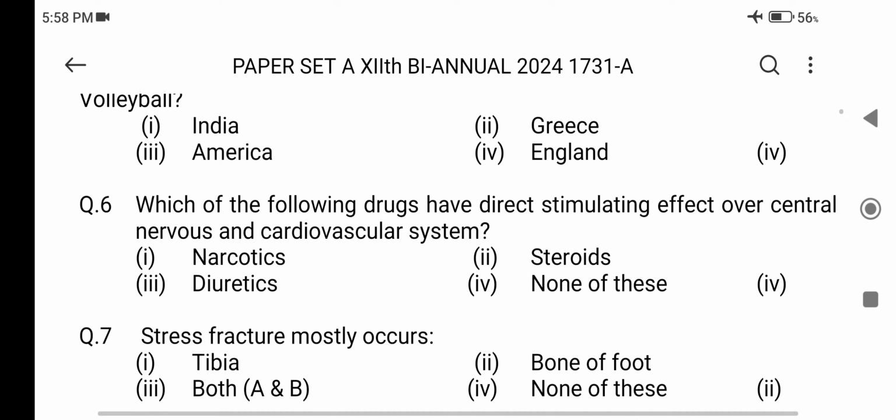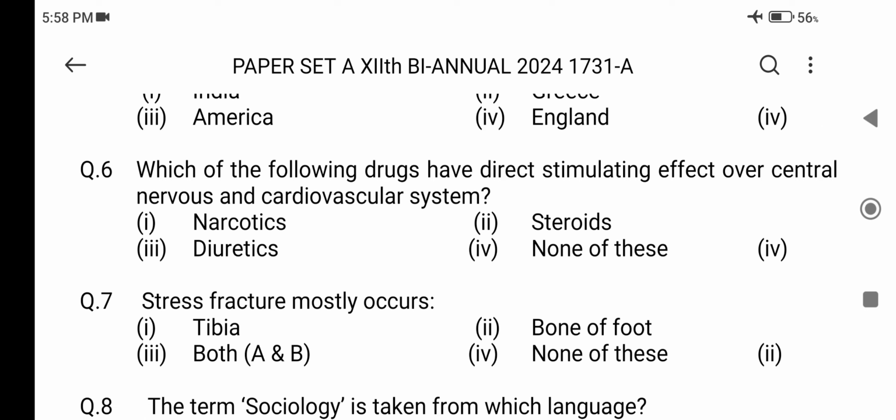Question number 6. Which of the following drugs have direct stimulating effect over central nervous and cardiovascular system? Option first narcotics, second steroids, third diuretics, fourth none of these. Answer is option fourth, none of these.